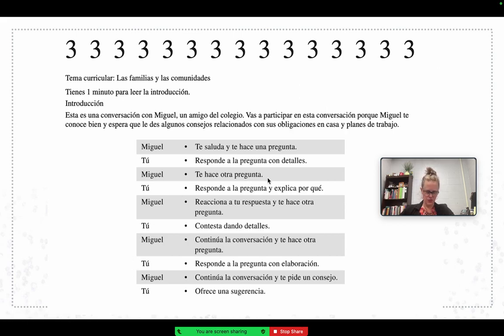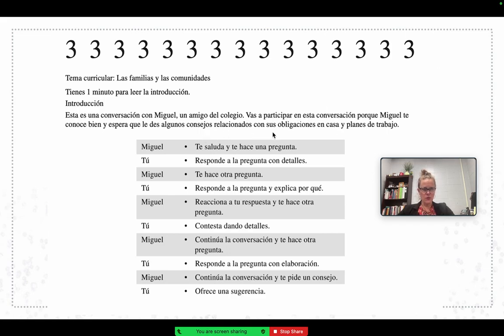Oh, here's an example. Just kidding. Okay, so here it says, esta es una conversación con Miguel, un amigo del colegio. Vas a participar en esta conversación porque Miguel te conoce bien y espera que le des algunos consejos relacionados con sus obligaciones en casa y planes de trabajo. Okay, so here's amigo de colegio, friend from school, not necessarily college, because colegio means school.